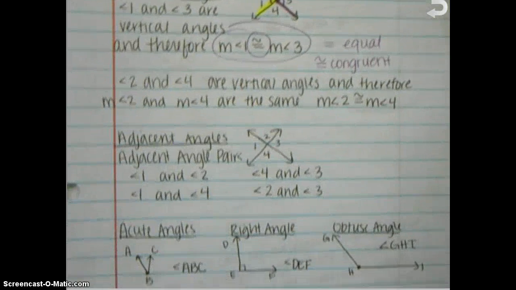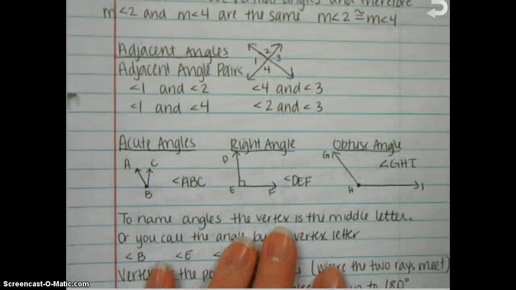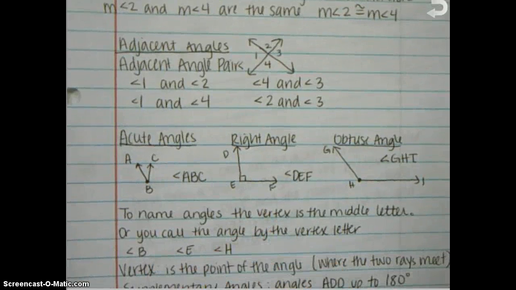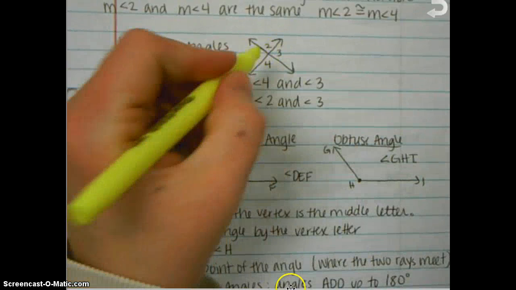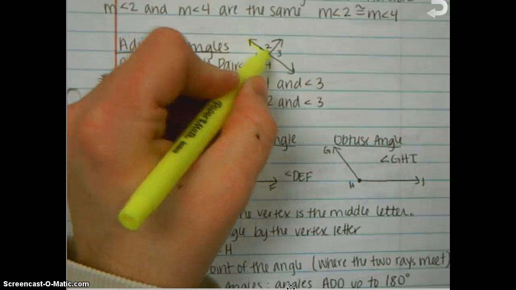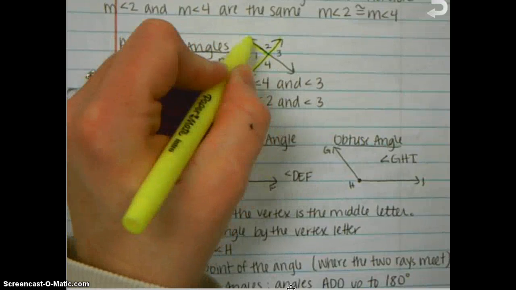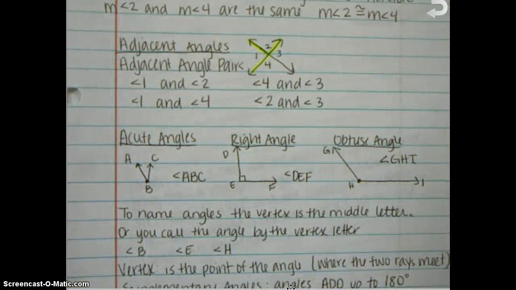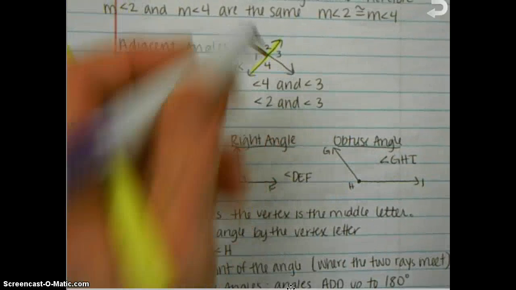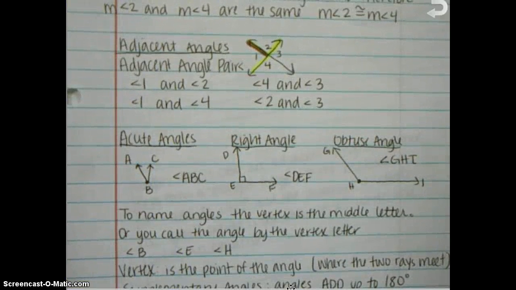So now let's talk about adjacent angles. Adjacent means basically side by side. They're going to share a common side. So look here, when we said angle 1 and angle 2 are adjacent. If you see right here, there's angle 1, there's angle 2. You can tell that they're going to share this side right there. They're adjacent, they're side by side.